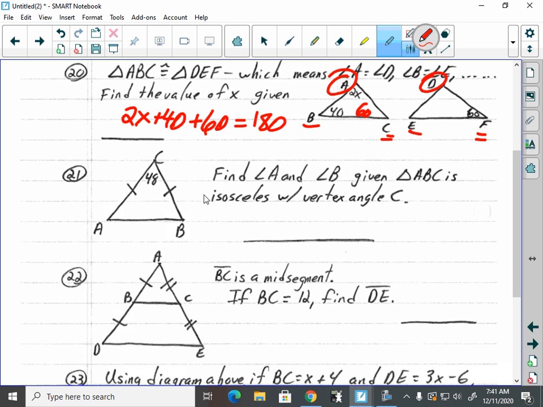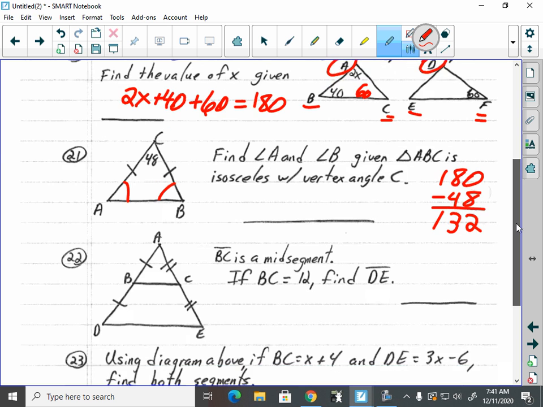Number 21, find angle A and B given that this triangle is isosceles. All right, so if the legs are congruent, the base angles are congruent. So that means I've used up 48 degrees, which means I got 132 degrees left over, but it's being shared by these 2 angles equally. So you figure out what that angle is right there, and put the answer right there.